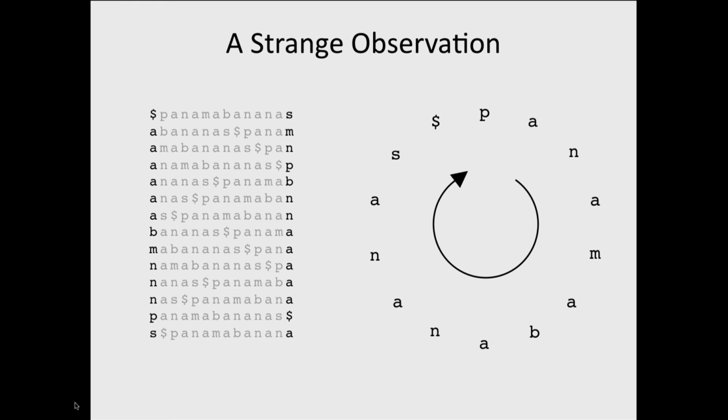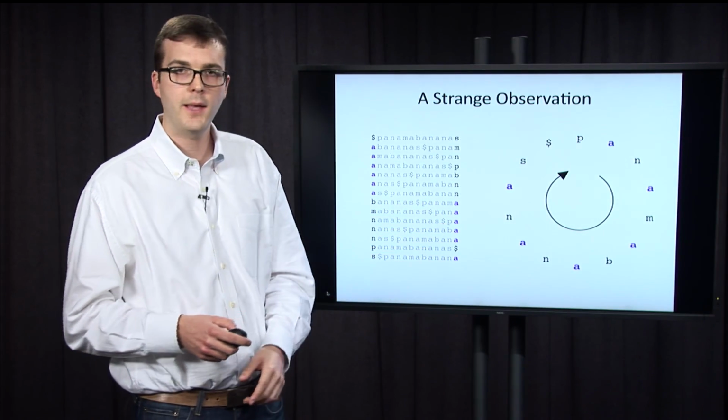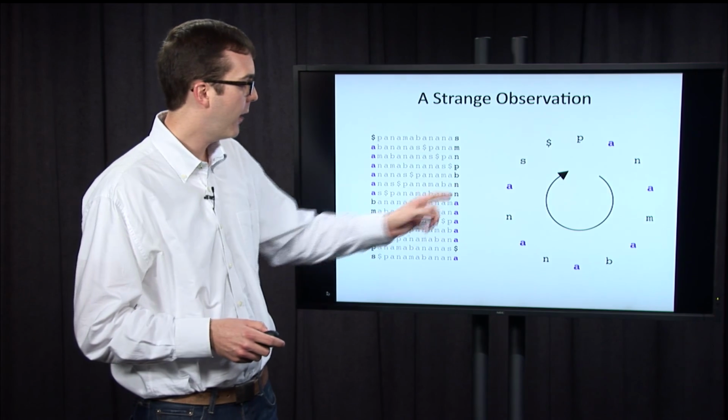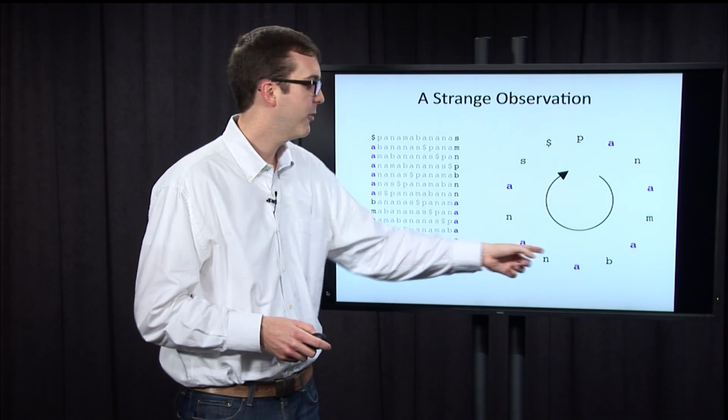So let's make a strange observation, okay? Again, remember that if we start with the last column, we get the first column for free. So assume that we have those two columns, but we haven't reconstructed the internal parts of the matrix. Now I've highlighted the 6 occurrences of A in the first column, the 6 occurrences of A in the last column. And I've highlighted where those occur in the cyclic representation of Panama bananas.